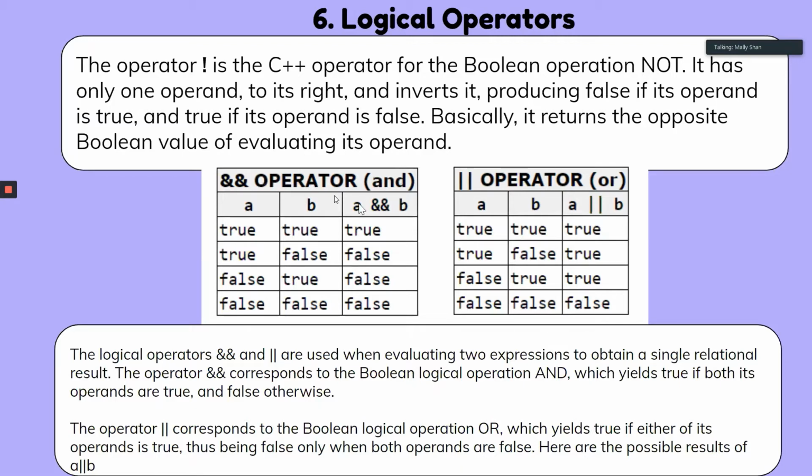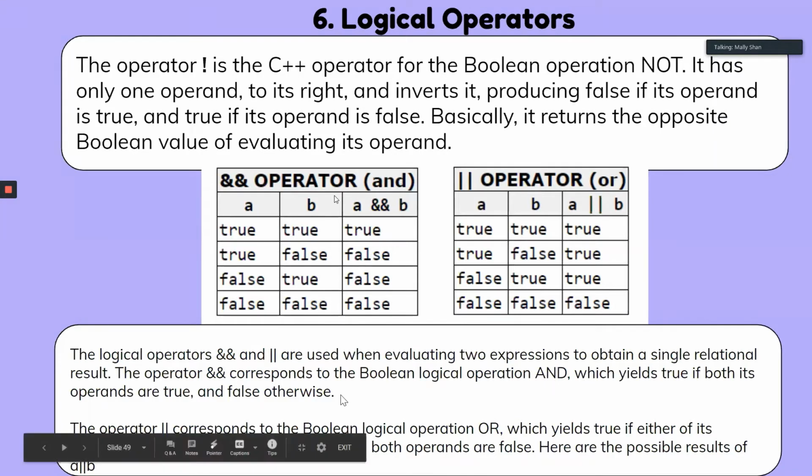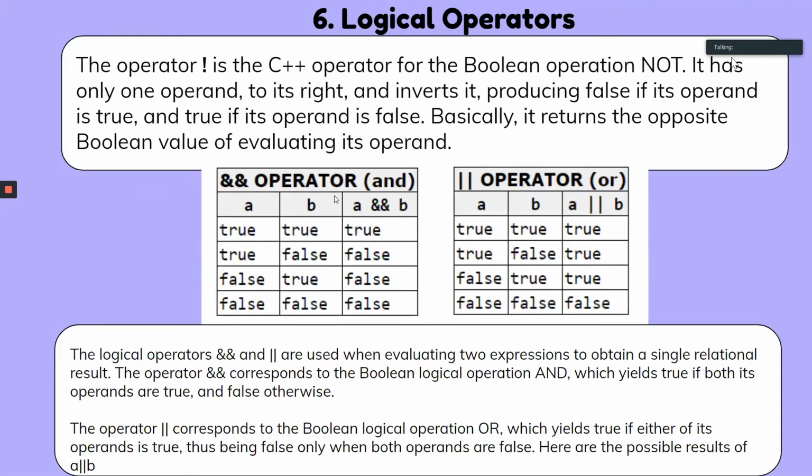Now, the other operators that you have available are and, or. The and operator, with these double ampersand signs, yields true only if both operations are true. For example, let's just look at this table first. If you have an and operator and you have A and B, it basically means that this entire statement, A and B, is only true if both of these are true.